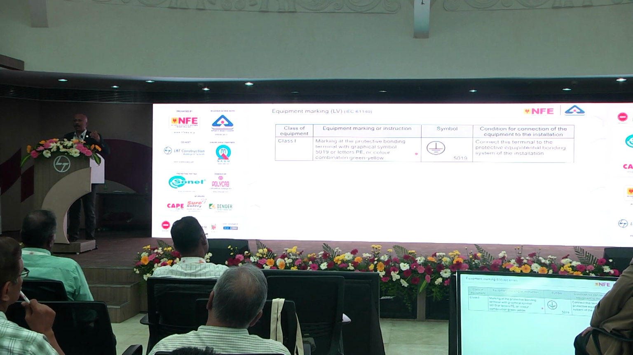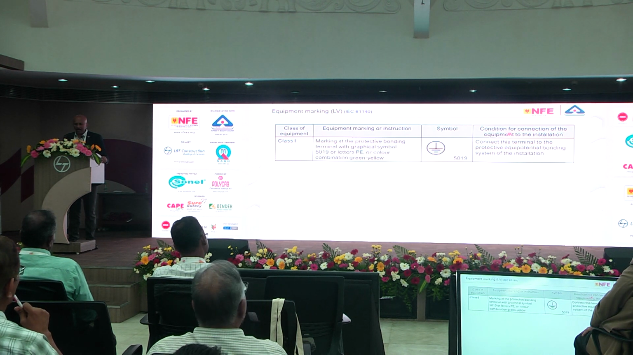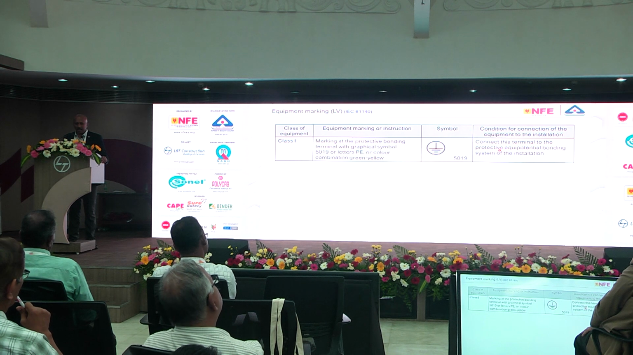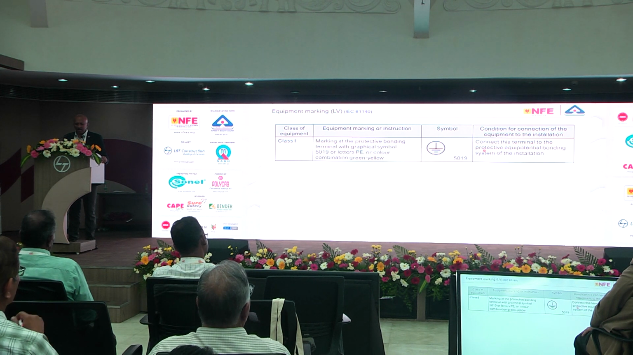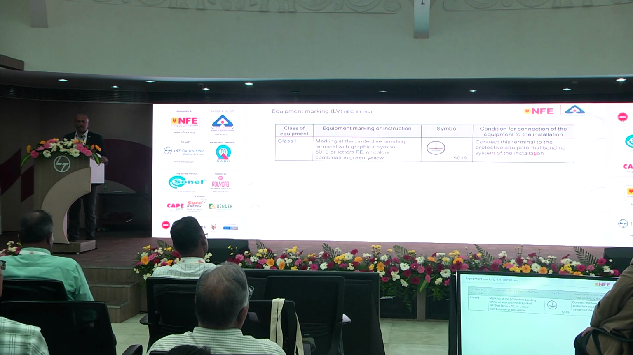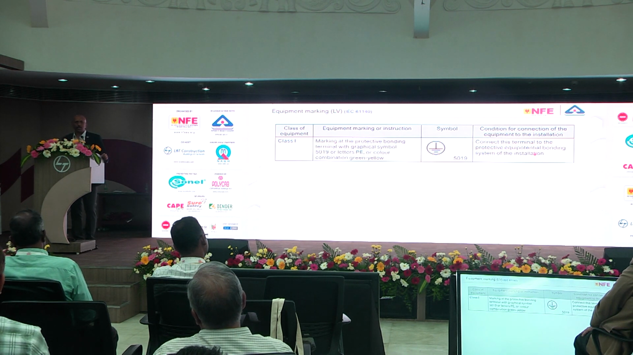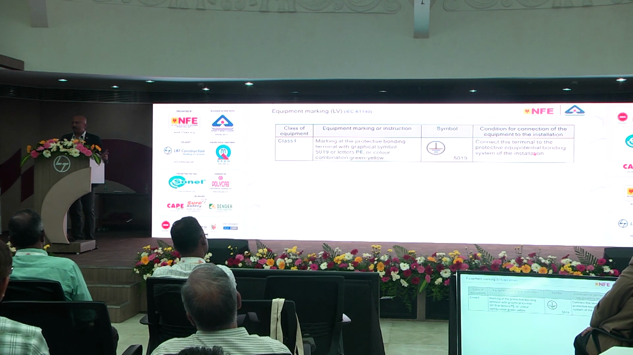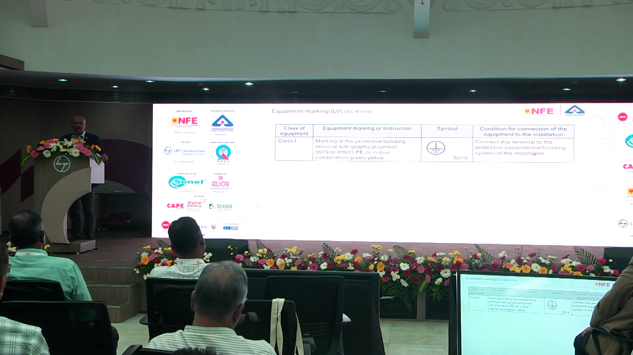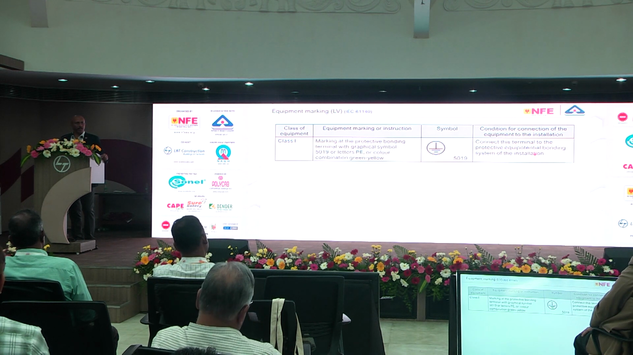Now you are buying a motor. What should you do? You have to read the second part: condition for connection of the equipment to the installation. Connect this terminal to the protective equipotential bonding system of the installation. This means the earth terminal of the motor has to be connected to the protective equipotential bonding of your installation. That means your installation should have a protective equipotential bonding.